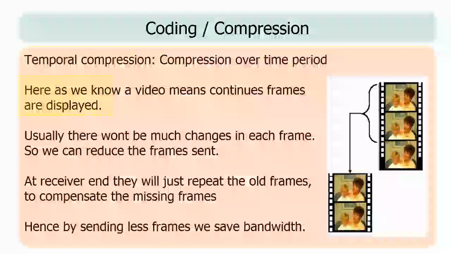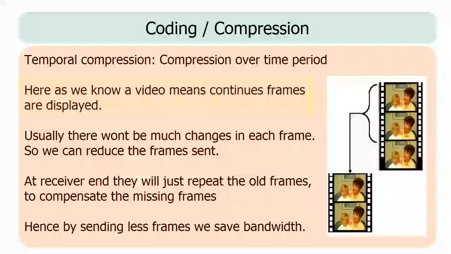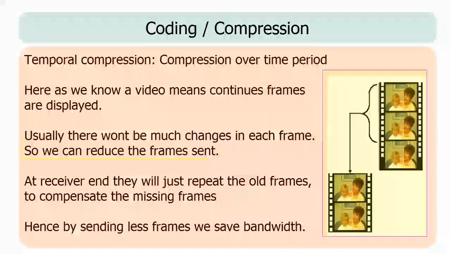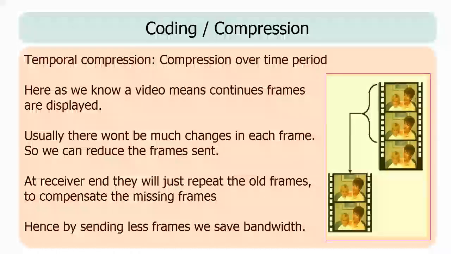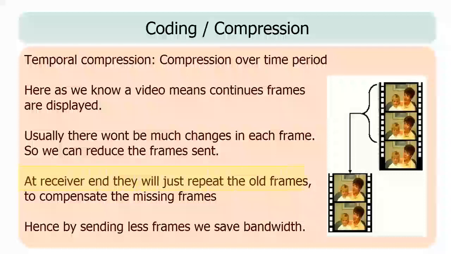Temporal compression means compressing over a time period. Here, as we know, a video means continuous frames are displayed one after the other. Usually there won't be much change in each frame, so we can reduce the frames sent. As you can see in the example, 3 frames are present in the video. The intermediate frame can be removed and made into 2 frames. Then at the receiver end, they will just repeat the old frames to compensate for the missing frames. Hence, by sending fewer frames, we save bandwidth.